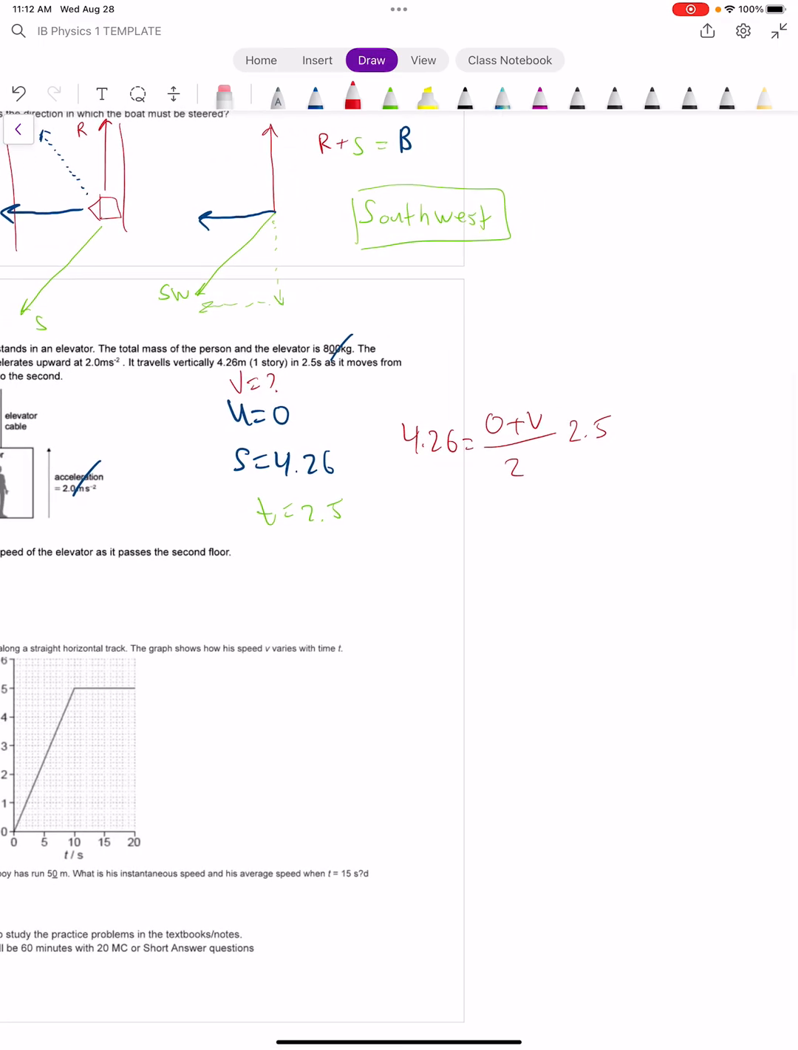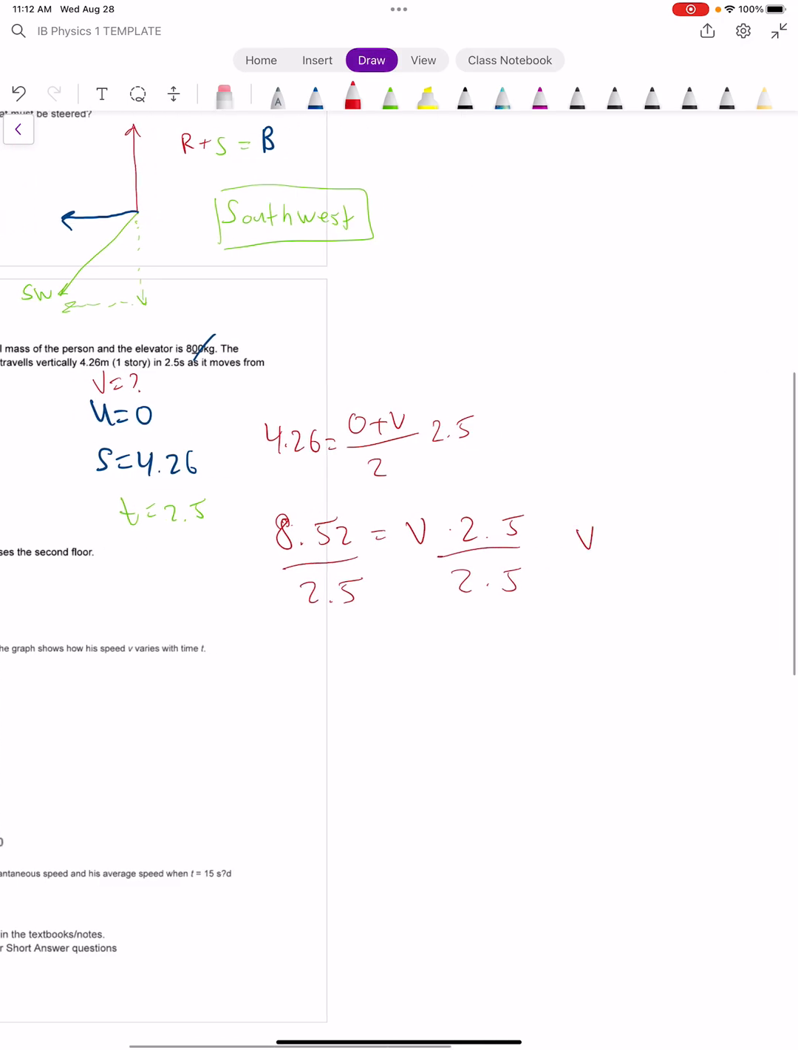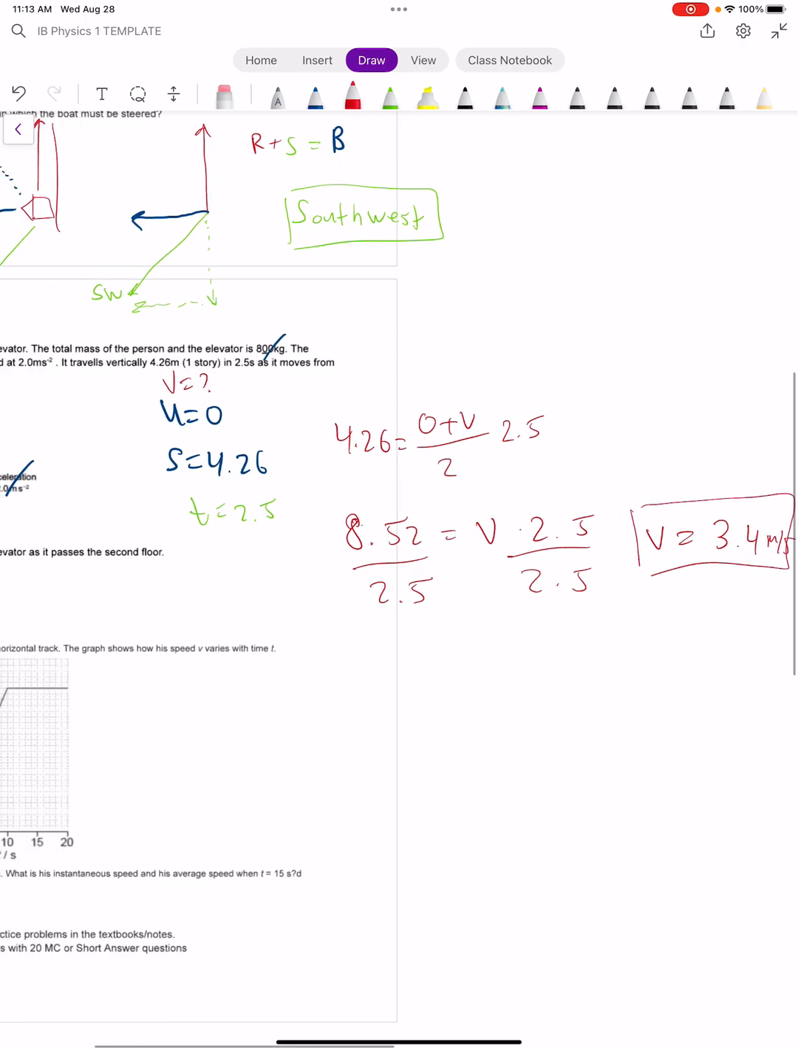So 2 times 4.26 is going to be 8.52 equals v times 2.5. Okay, now we're going to divide both sides by 2.5. And then we're going to get v equals, let's see here, 8.52 divided by 2.5. We're going to get v is equal to 3.4. Oh, and that's in meters per second. All right.